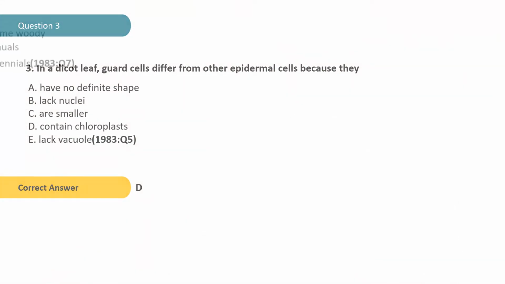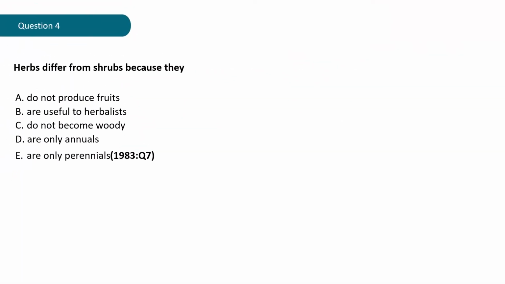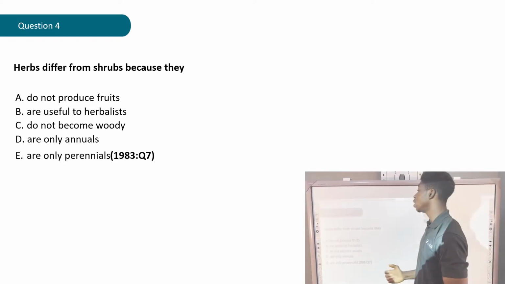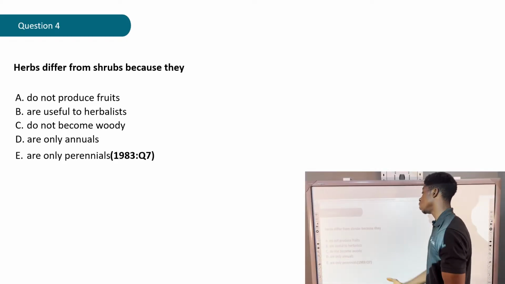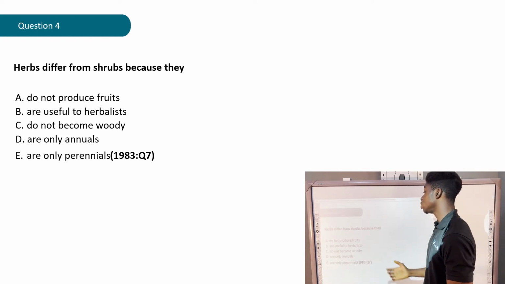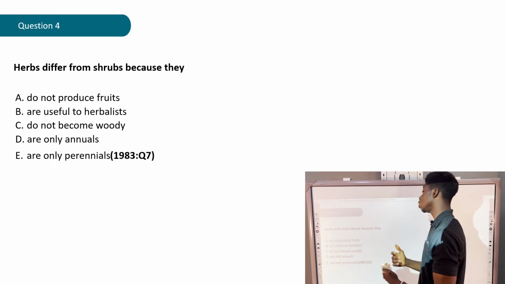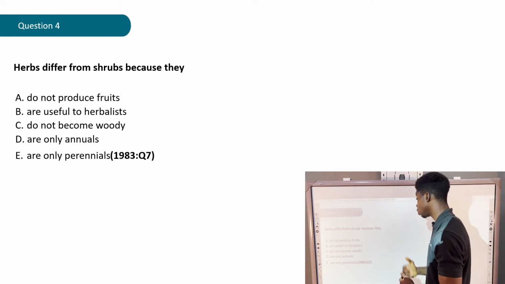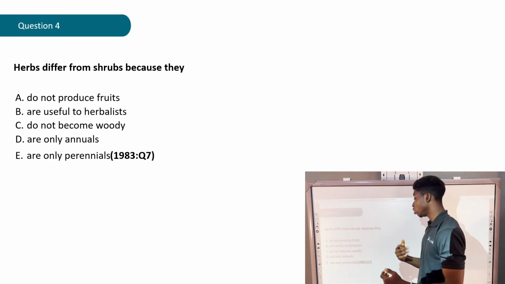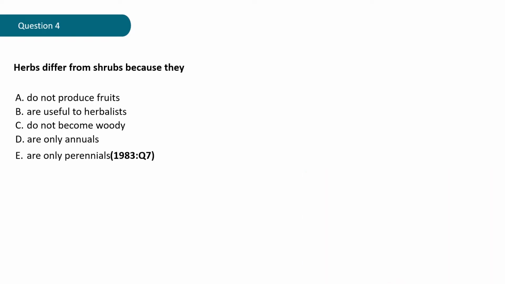Question 4. Herbs differ from shrubs because they A. do not produce fruits, B. are useful to herbalists, C. do not become woody, D. are only annuals, E. are only perennials. That's from the year 1983, question 7. Let's give it a try.